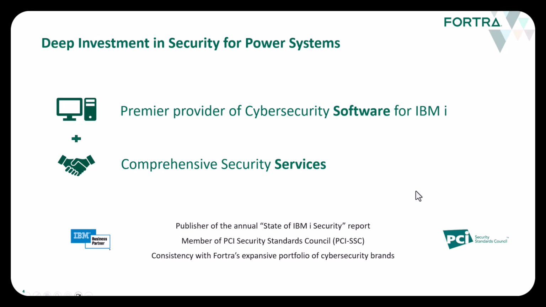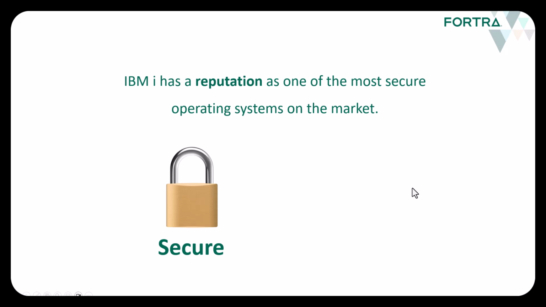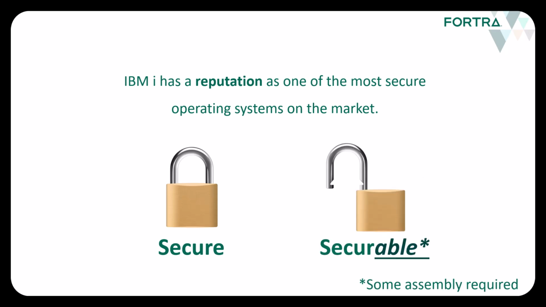But today we're focused really on IBM i, and you're probably thinking, you know what, this operating system is secure. It has a lot of secure functionality available, but what you need to start thinking about is, is it secure by default? I actually like to think of it as secureable. There is some assembly required. You have to take some steps to actually get these systems to a more secure state by taking advantage of the options that are available.